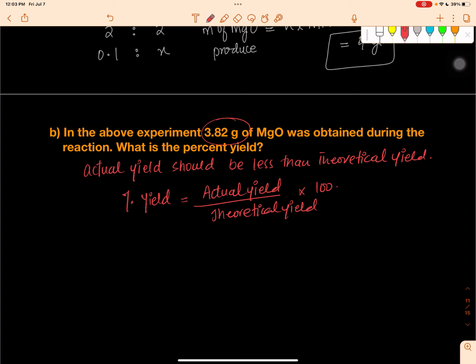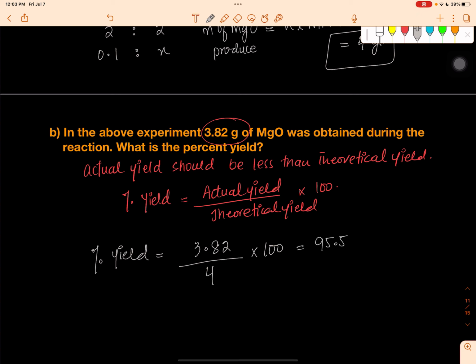So we have an actual yield which is 3.82. So let's find out the percent yield. This equals 3.82 upon 4 times 100. We get 95.5% yield in this experiment. So what about the 4.5% that is not achieved or retrieved during this whole process?